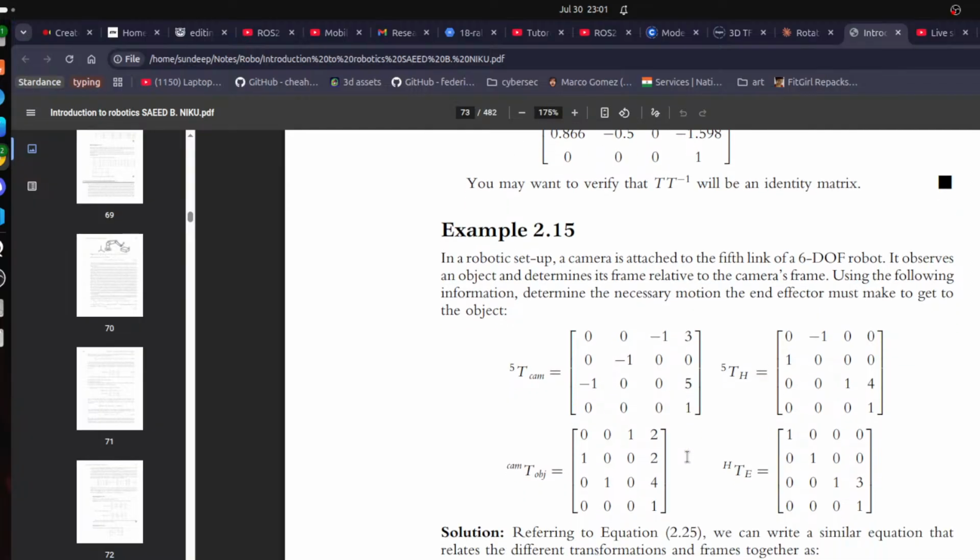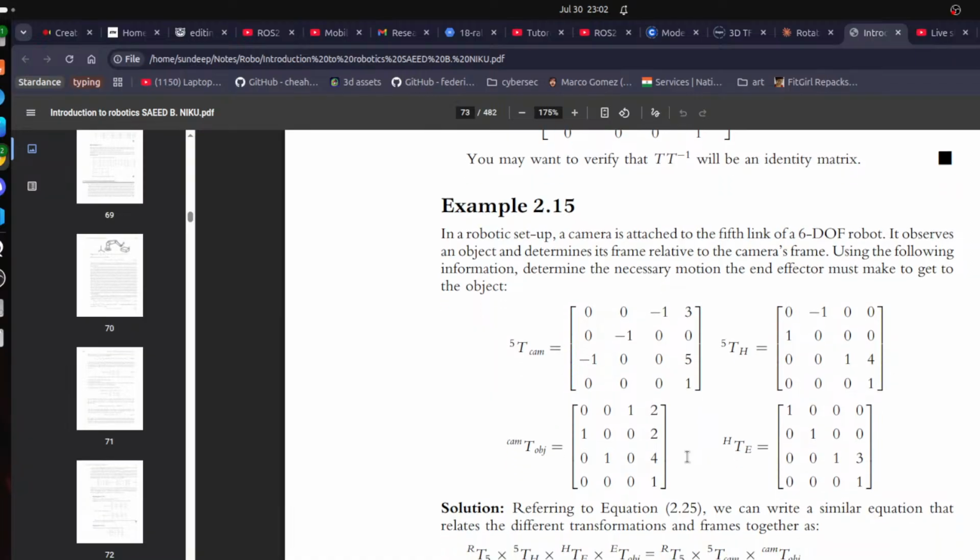In a robotic setup, a camera attached to the fifth link of a robot observes an object and determines its frame relative to the camera's frame. Using the following information, determine the necessary motion the end effector must make to get to the object. Link, okay. The camera to fifth.